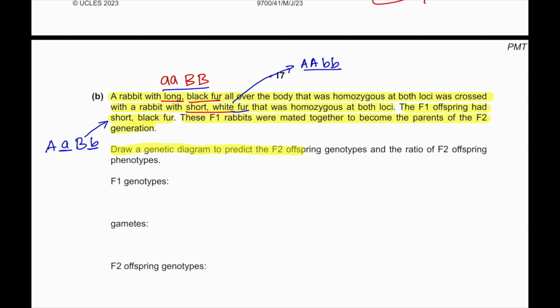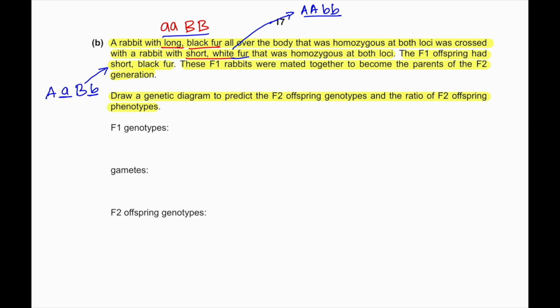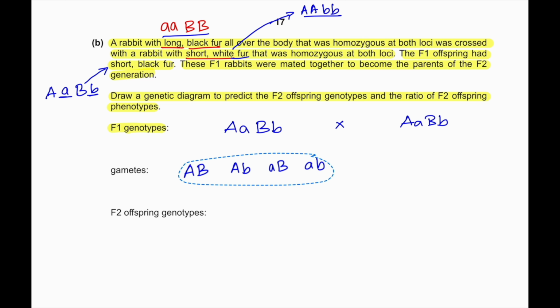Draw a genetic diagram to predict the F2 offspring genotype and the ratio of F2 offspring phenotype. So first of all, F1 genotypes. Now we can already determine the F1 genotype, which is capital A small a, capital B small b, and both parents will be capital A small a, capital B small b. The gametes that they produce will be a combination of capital A capital B, capital A small b, small a capital B, and small a small b, whereas the gametes on the other side would be also the same. So let's just copy and paste it.